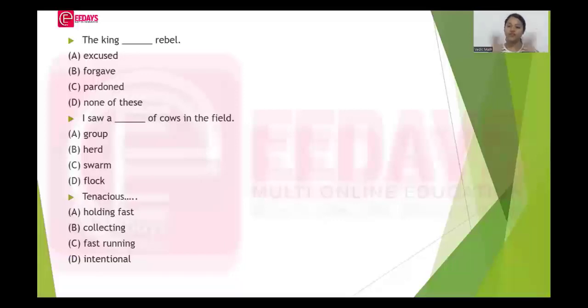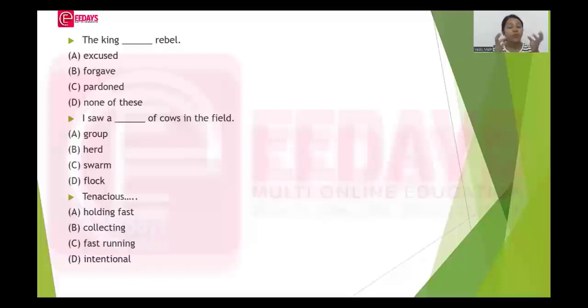Now, how many of you feel that ABC makes good sense? So most of us. But the right answer is "the king pardoned the rebel." It's the right answer, which gives the contextual meaning. So again, when it comes to vocabulary, when you don't know the meaning of something, just going with the context will be so simple. And then see next.